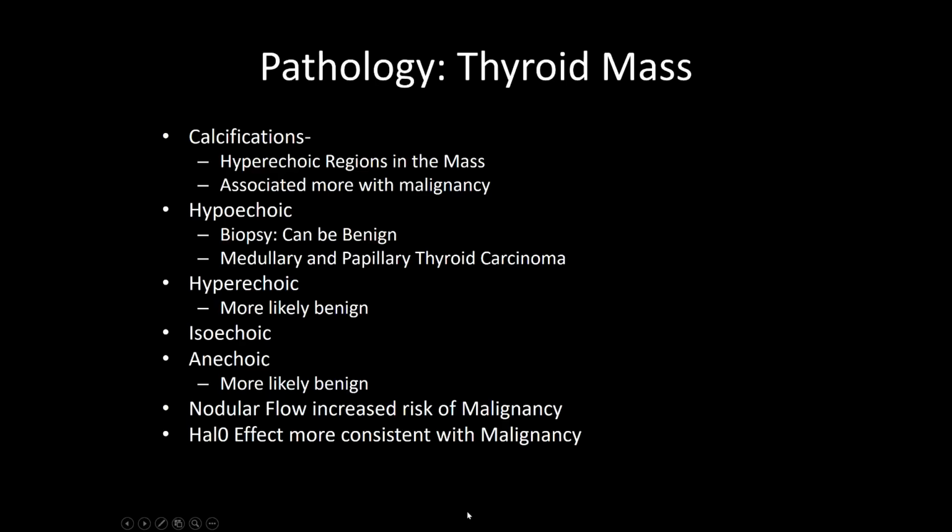Some pathology we may encounter will be things such as a thyroid mass. The various appearances of a thyroid mass, whether it has calcifications, is hypoechoic, anechoic, isoechoic, or hyperechoic, may give the provider information about whether or not this mass is benign or malignant. To truly demonstrate the characteristics of this mass, however, a fine needle biopsy likely needs to be performed.